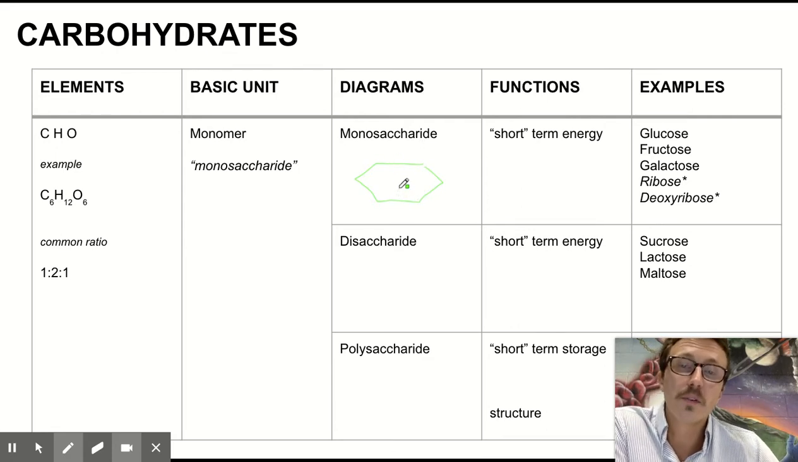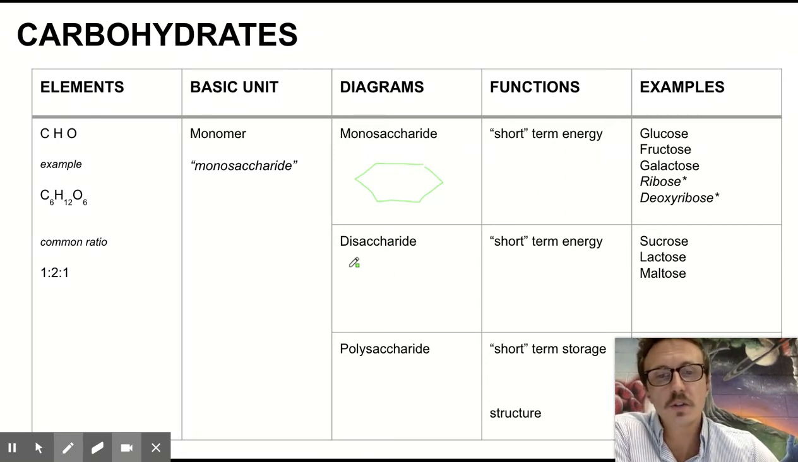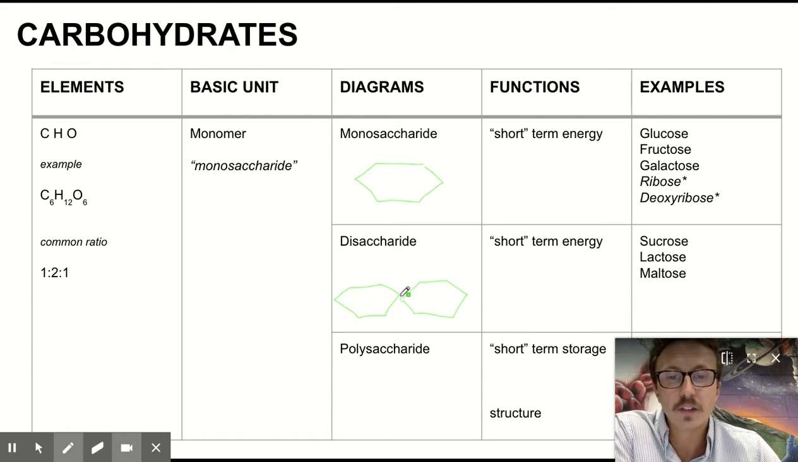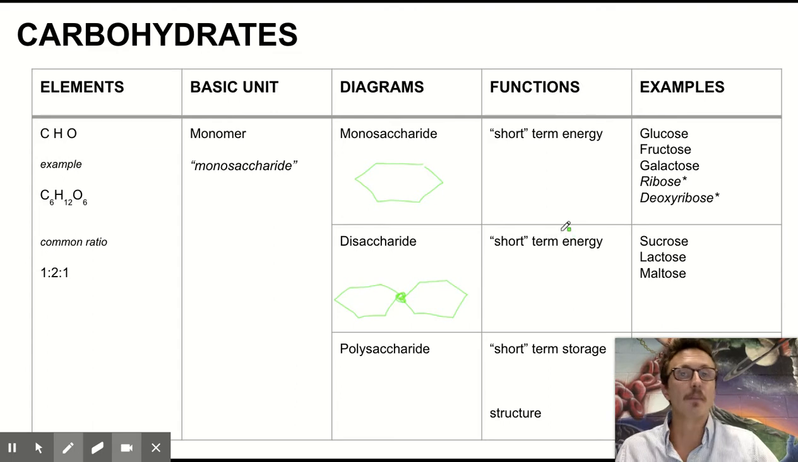Now, if you remember from prior videos, if we want to make a dimer, right, we need 2 monomers. So what do you think a disaccharide would look like? We would have not 1, but 2 monosaccharides. And these 2 monosaccharides are held together by a chemical bond. In this case, it's a covalent bond, right? So we've got 2 monosaccharides held together.